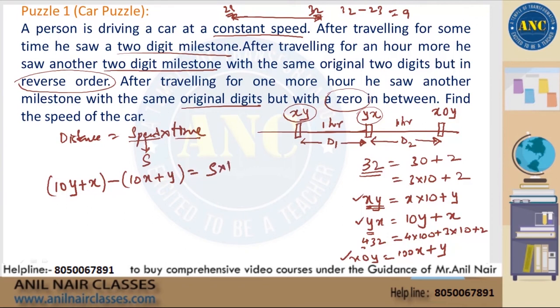So basically I get 10y plus x minus (10x plus y). So 10y minus y is 9y. 9y, and x minus 10x is minus 9x. That should be equal to s into 1, that is s. I have this as the first equation.